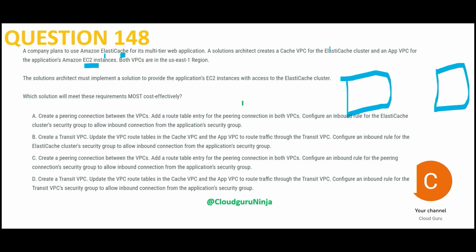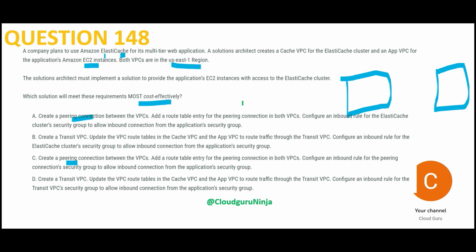So in this case you have two VPCs. Whenever you get this scenario where the VPCs are in the same region, here you see they are in the US East region, and we have to do it most cost effectively. The most cost effective way for these two VPCs to talk to each other is a peering connection first of all. Now for peering connection, we have two options, A and C.